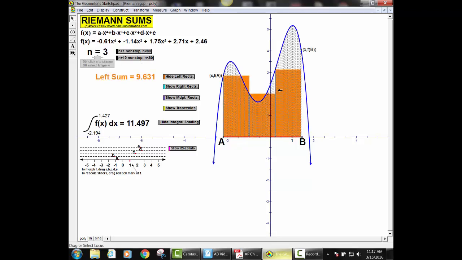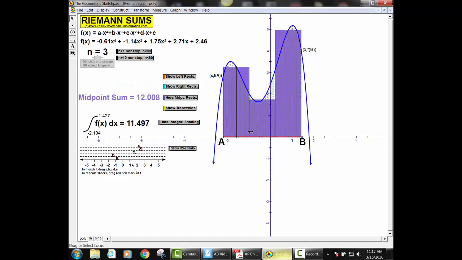You'll see the height of the rectangle touches the curve at the left side of the rectangle. You could also do right rectangles. Now the height of the rectangle goes up to the curve at the right side. So if you took this interval from here to here, this one's on the left side and this one's on the right, and that's the height that we take.